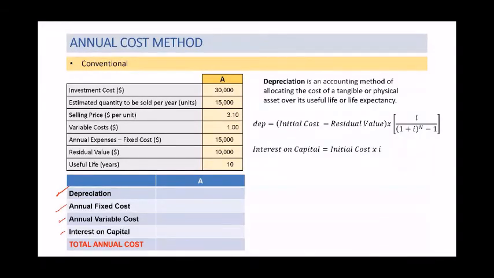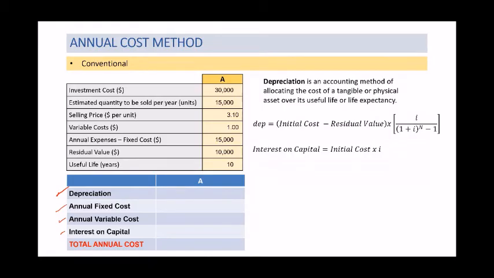You can find that in your book. I forgot the page number. Okay, it says here, depreciation is defined as an accounting method of allocating the cost of a tangible or physical asset over its useful life or life expectancy. So that means it is considered as a cost. That's why it is included in the computation of annual cost. But this is an accounting practice of distributing the cost of the tangible asset or the physical asset.